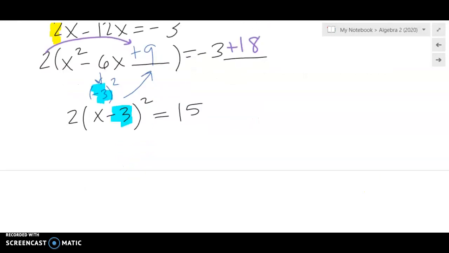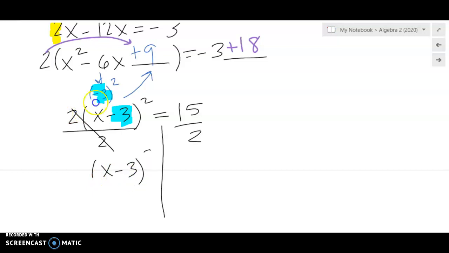And then I'm going to break this down, and I'm going to try to solve it however I can. So I'm going to go ahead and do solving by square roots. So I'm going to divide both sides by 2. So I have x minus 3 squared is equal to 15 over 2. And that does not break down nicely. So I'm just going to leave it as a fraction. We'll see how it works out. It might not be great.